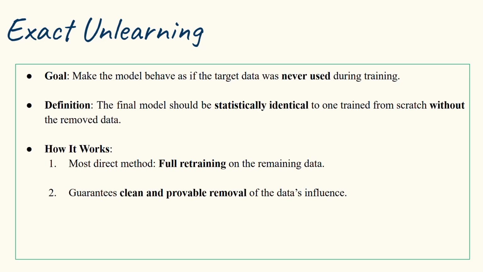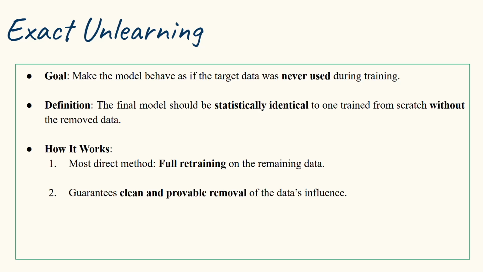The simple way to achieve exact unlearning is quite literally to retrain the model from scratch without the data you want to forget. Technically, it works, but practically, especially for large models or frequent deletion requests, it's often too slow and resource intensive to be feasible.